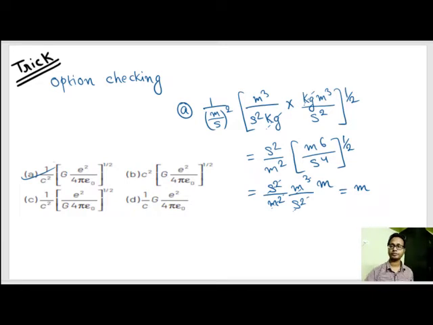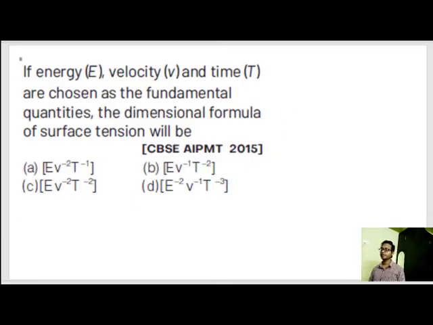Okay. Let's solve another question. Let's see another question. If energy E, velocity V, and time t are chosen as fundamental quantities, the dimensional formula of surface tension would be. So this is again asking for the same method, the Rayleigh method.